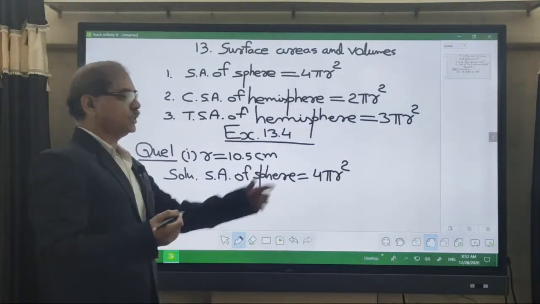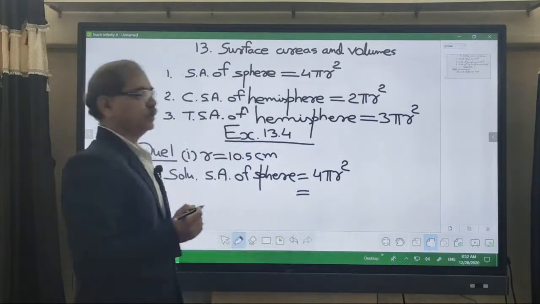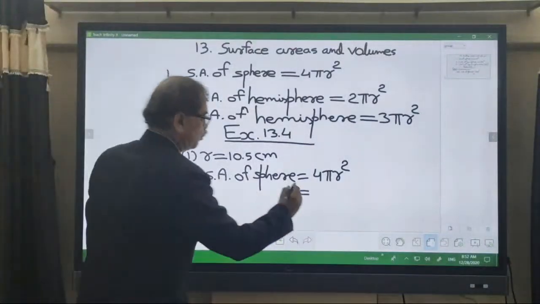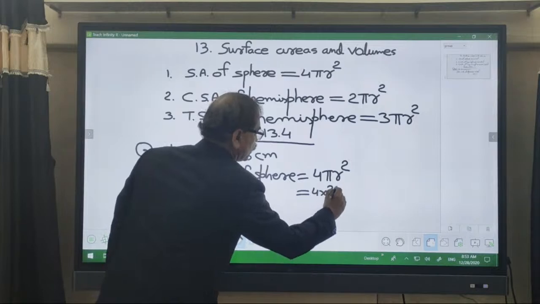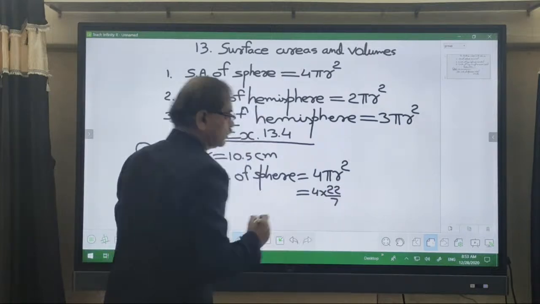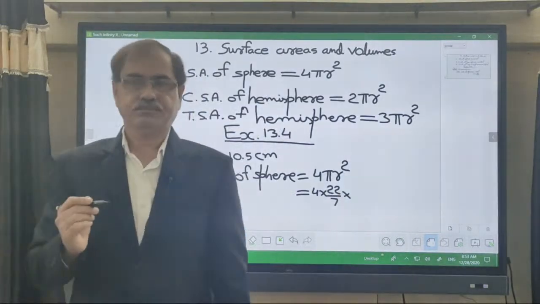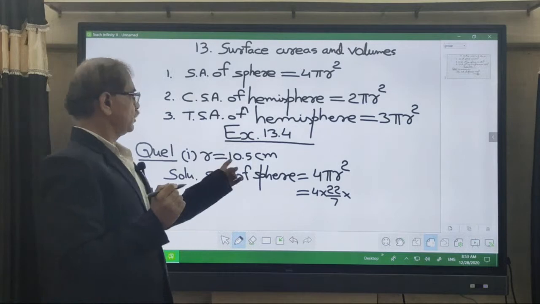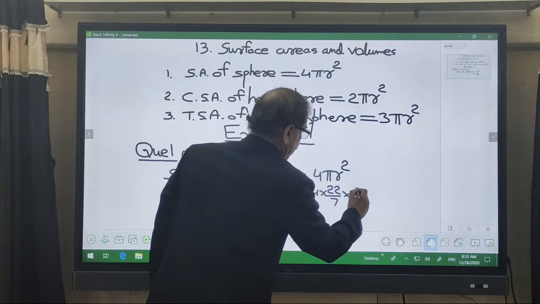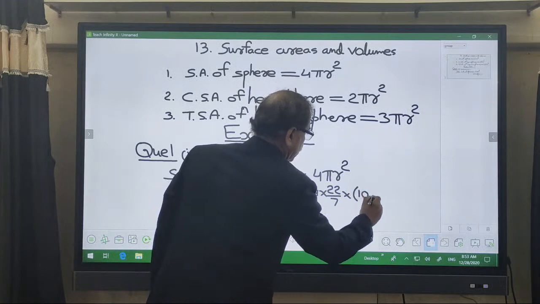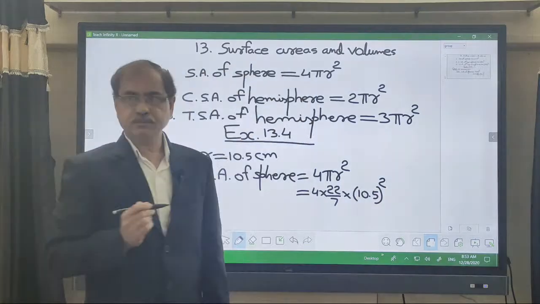So after writing the formula, in the formula we will do the necessary substitution. 4 as it is multiplied by 22 upon 7 multiplied by r square. What's the value of r? 10.5. So we can write either 10.5 whole square. This way you can do the substitution.